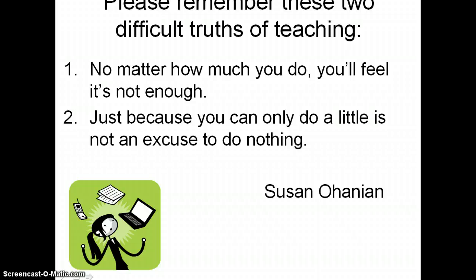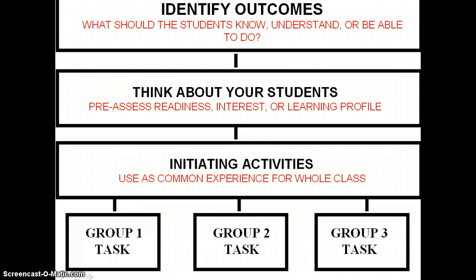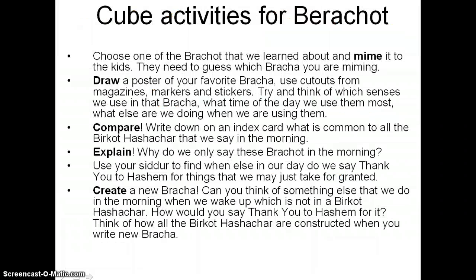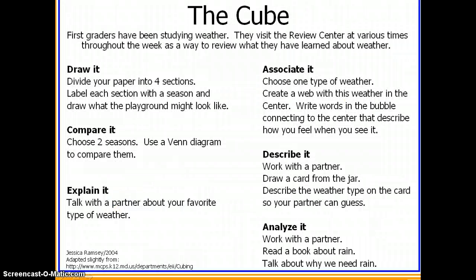So I'm challenging you this week to come up with a lesson that would fit within this lesson plan. Identify outcomes, think about your students, create an initiating activity for all, and then break it down into 3 different tasks. These tasks should reflect either a different readiness, different interest, or a different kind of learner. You can use a cube if you want to. You don't have to use a cube, but using the information from the cubes will help you to figure out how you can create these 3 different activities.